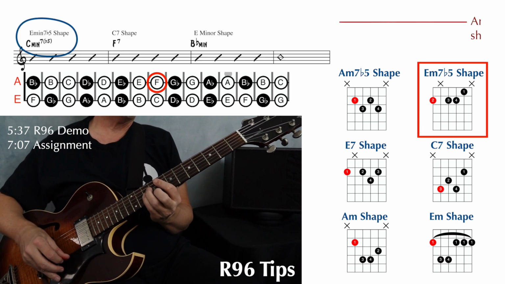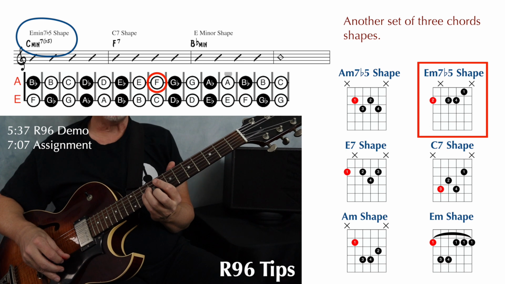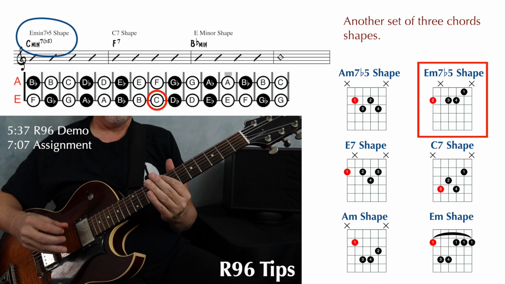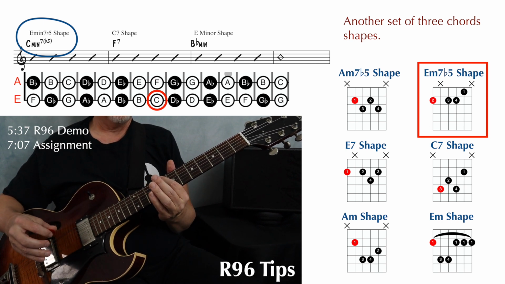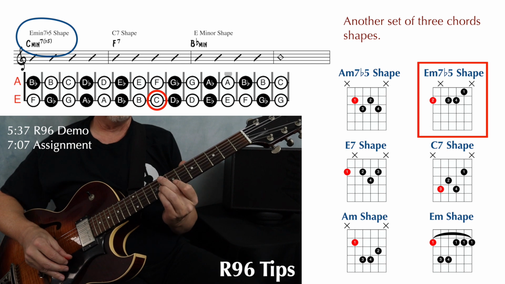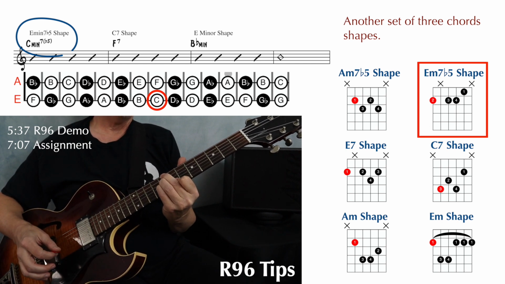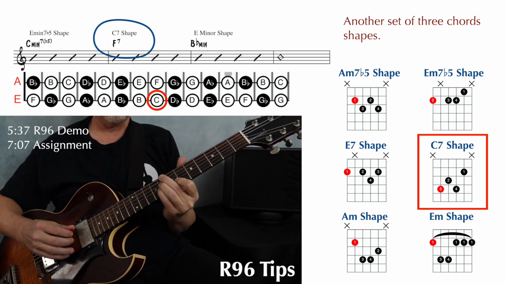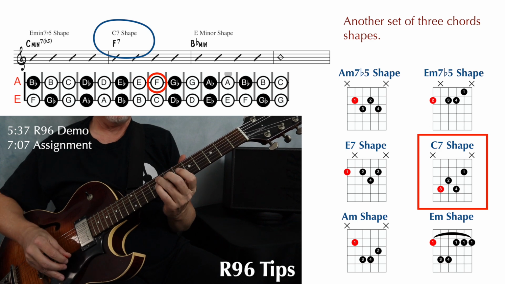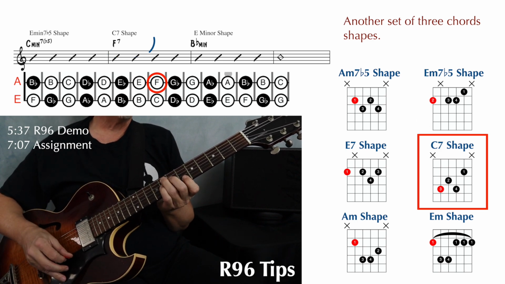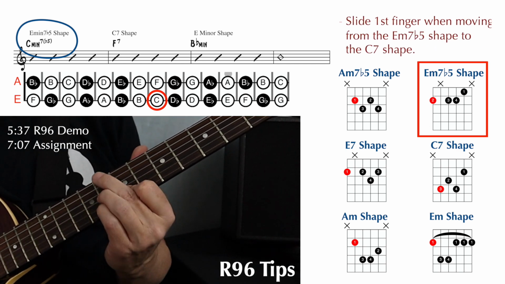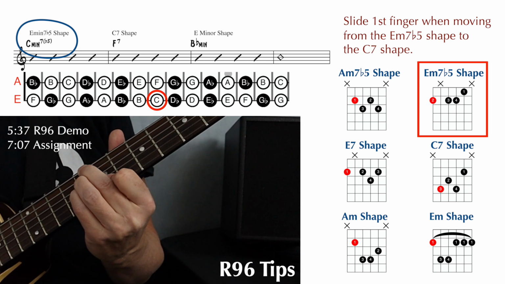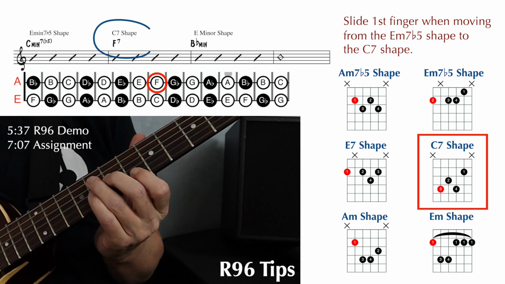Line 2, we have a C minor 7 flat 5 using the E minor 7 flat 5 shape. So that shape has a root on the 6th string, and we need to find a C on the 6th string. That's going to be at the 8th fret, and you play that shape from there. And then we have an F7 using the C7 shape. So the F root note is at the 8th fret, and we play the C7 shape from there. Remember, moving from this E minor 7 flat 5 shape, the C minor 7 flat 5 right here, first finger going to the F7 just has to slide over 1 fret, so use that as a guide.